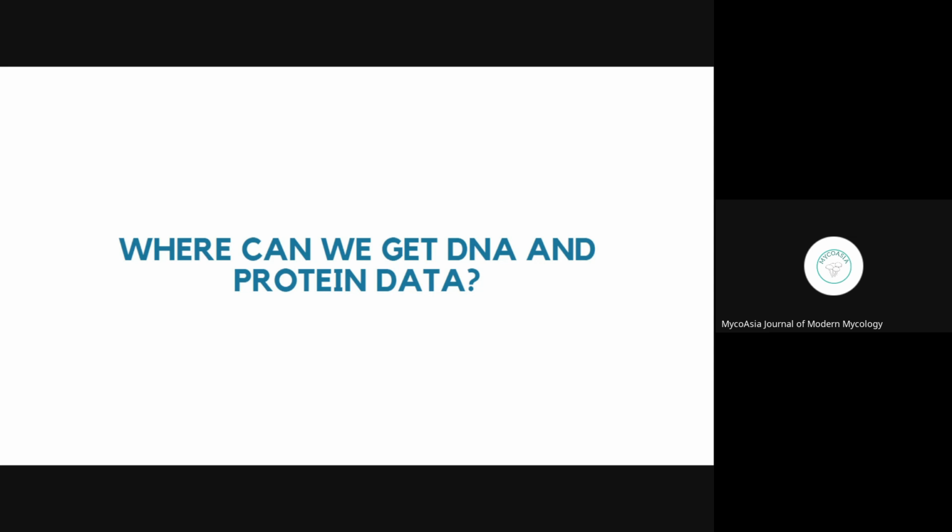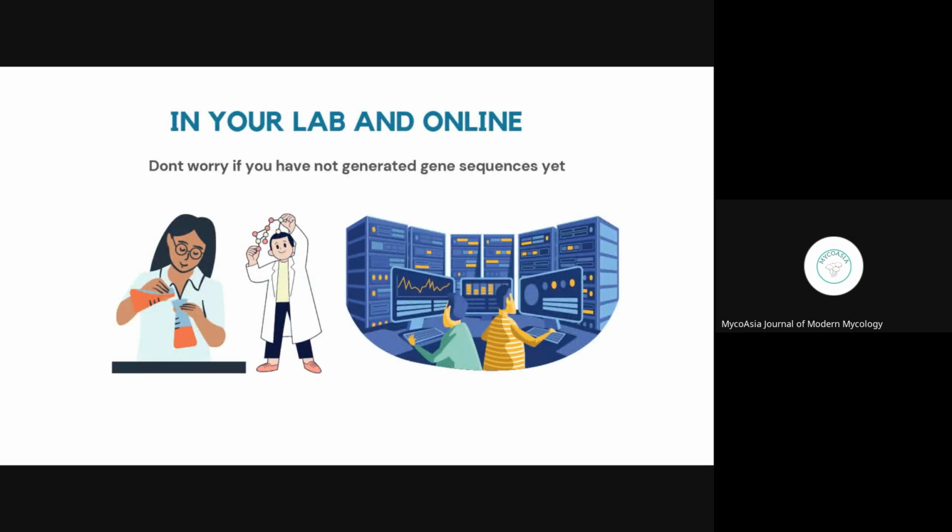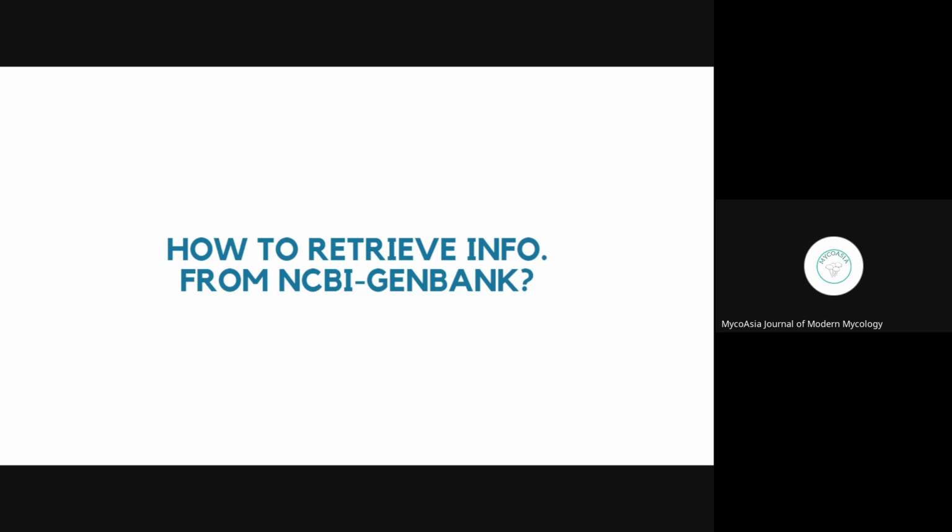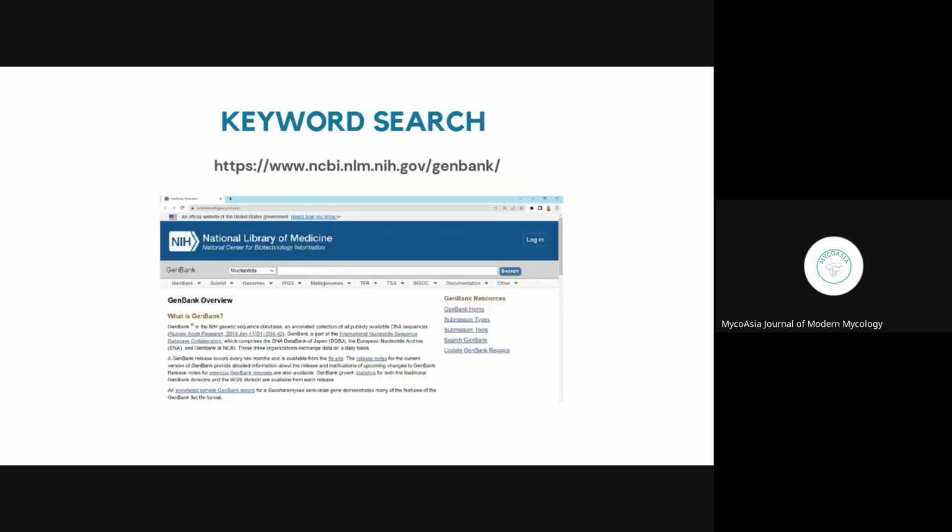As a researcher, as a beginner, where can you find DNA and protein sequence data? You might not have prior information, or you might not have done any molecular biology work yet. Where can you get DNA and protein data? You can get these DNA and protein data from public databases. What are these public databases? There is a famous one called NCBI, and one of the options is NCBI GenBank.